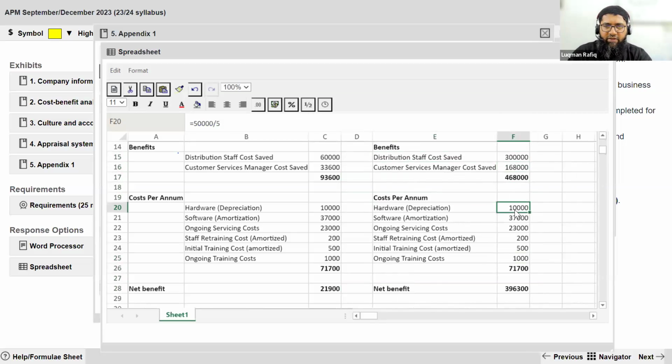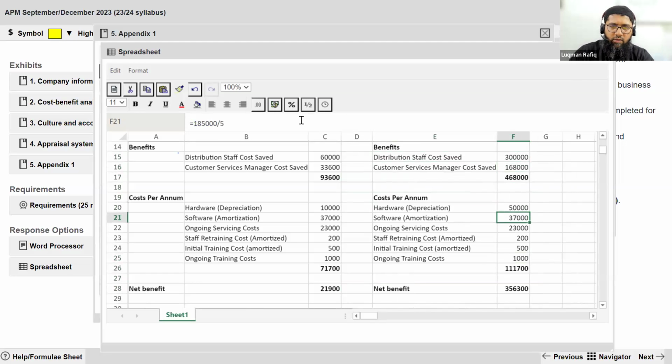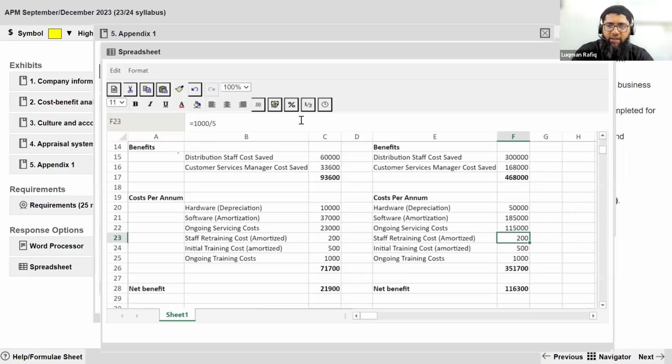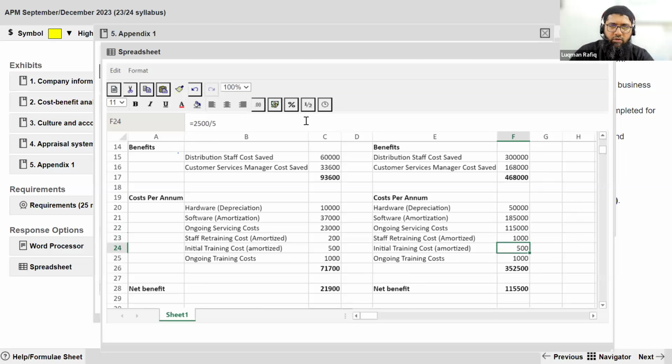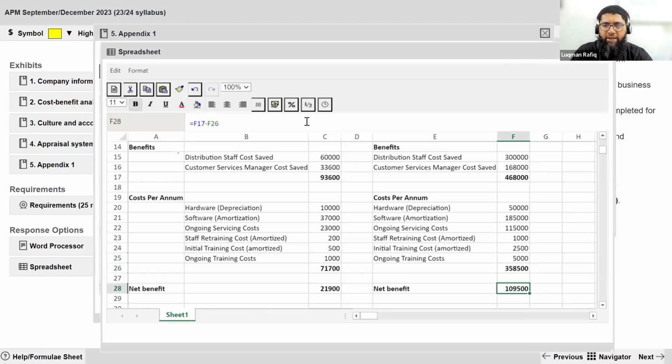The depreciation, don't do it; take the whole of the hardware. This is basically 23,000 per year, so you have to multiply it by 5 because we need to make sure that we do the like-with-like comparison. Ongoing training cost is annual, right? So again, for the like-with-like comparison, make it like this.